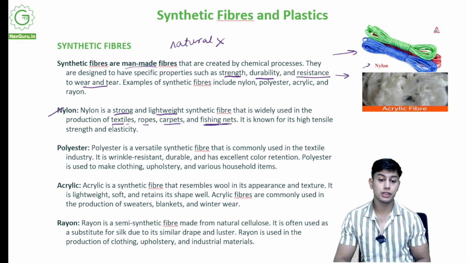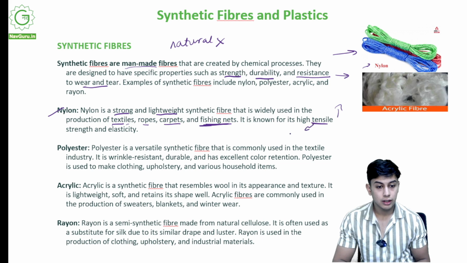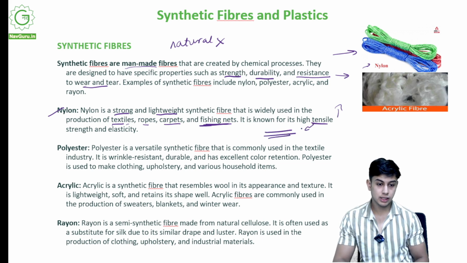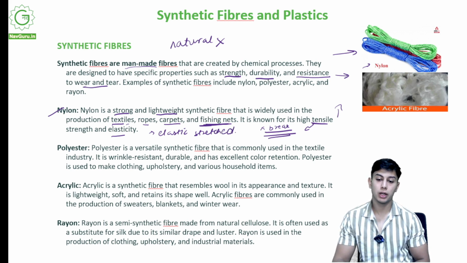They can ask which one is used in fishing nets. That is nylon. It is known for its high tensile strength. It can be stretched very hard but it will not break. Okay, and elasticity, it is elastic, it can be stretched, right? Polyester, what is polyester?